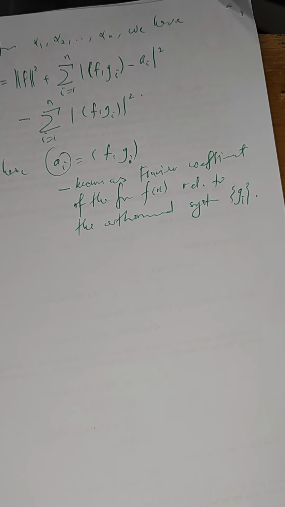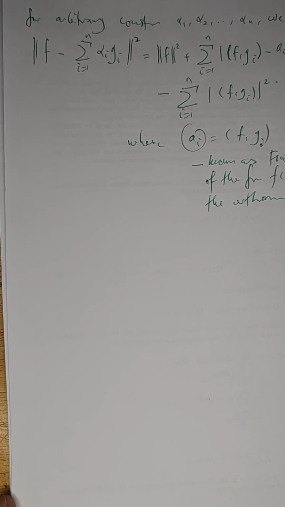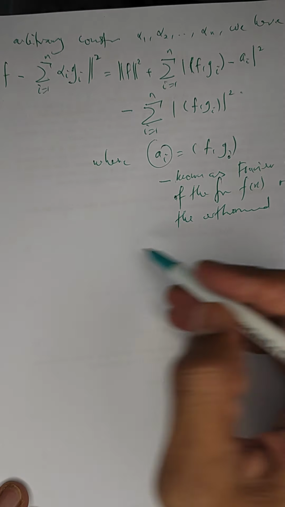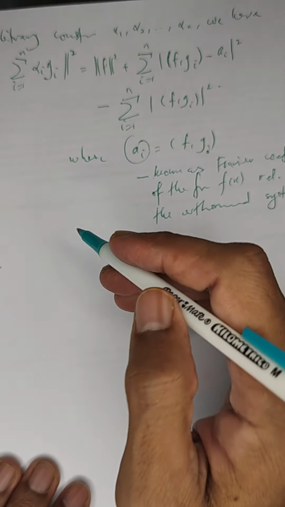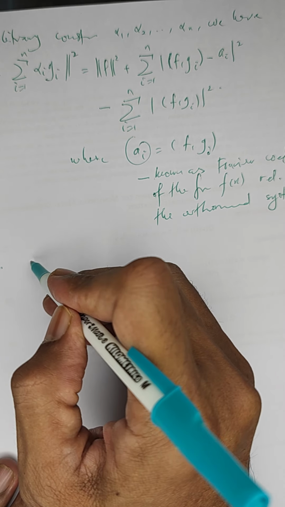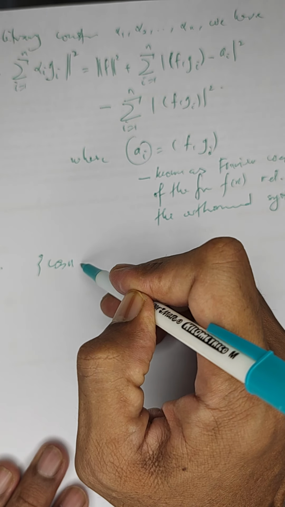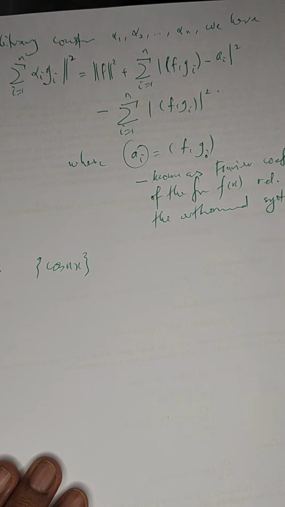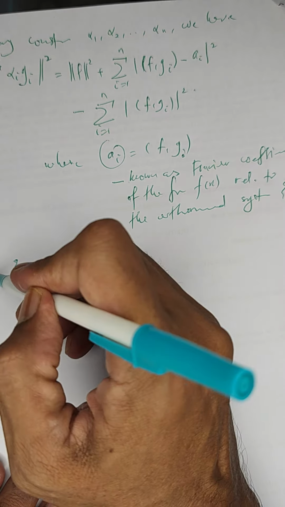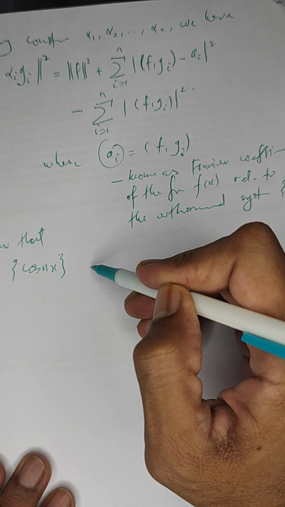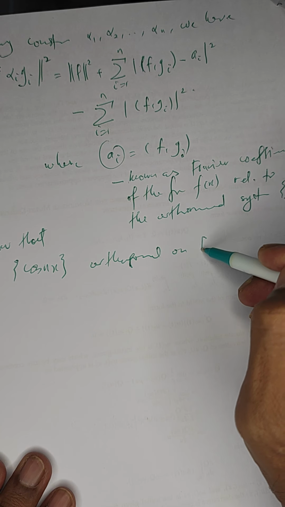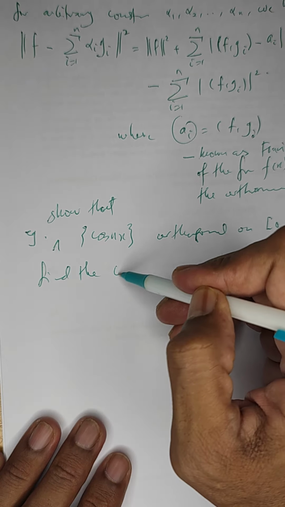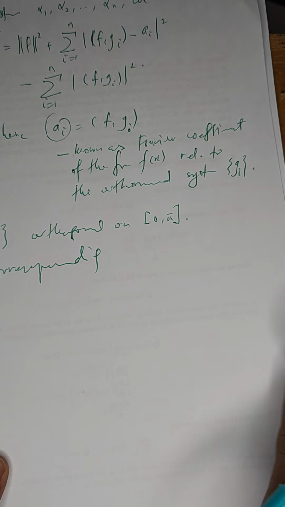Okay, so let's see an example of how we can construct the orthonormal set. Let's say we have this set of functions cos nx for n equal to 1, 2, 3 and so on. Show that the set is orthogonal on the interval 0 to pi, and find the corresponding orthonormal set.